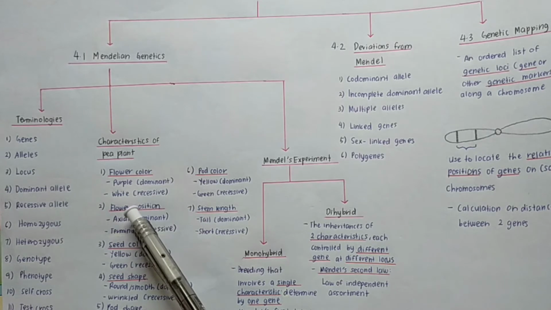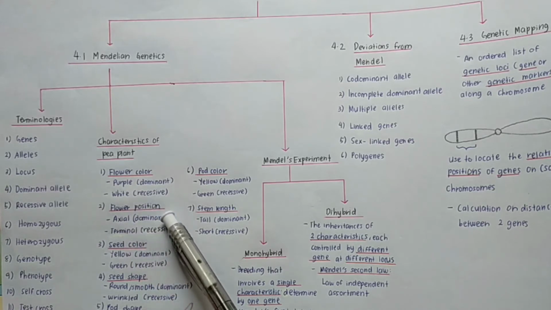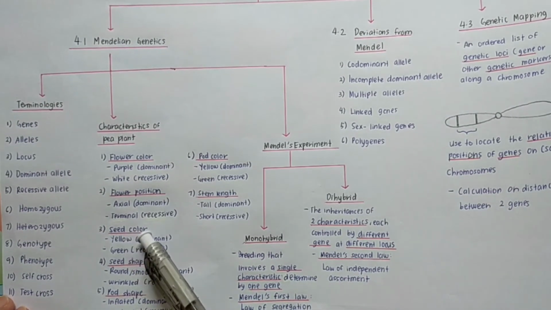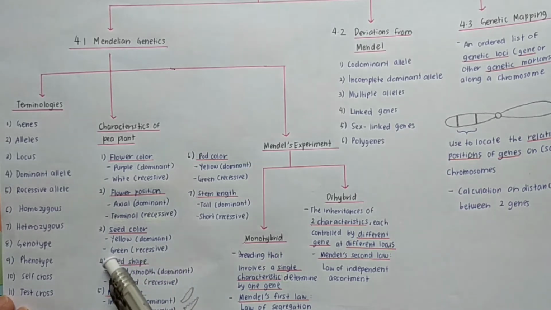Second, it looks at the flower position. Ada dua, axial and also terminal. Axial ni kita refer kepada dominant phenotype, terminal is recessive phenotype. Next, it discovered the seed color. The first color is yellow, the second is green. Yellow is dominant, green is recessive. Next, seed shape. The first one is round, and the second one is wrinkled. Round is dominant, wrinkled is recessive.